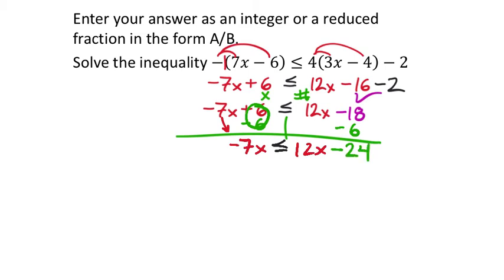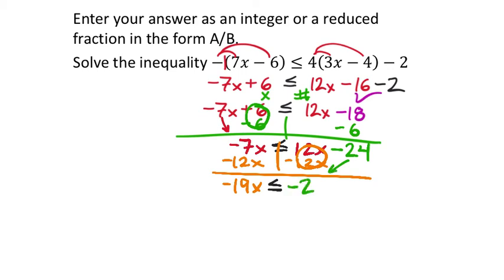Now I will get rid of the 12x because it's on the number side of things, so I'm going to subtract 12x from both sides of this inequality to zero that out. Negative 7x minus 12x is going to be negative 19x, less than or equal to negative 24. Again, it's not positive 24, it is negative 24. That's important to know. And then finally the last step here is divide both sides by the coefficient, negative 19.